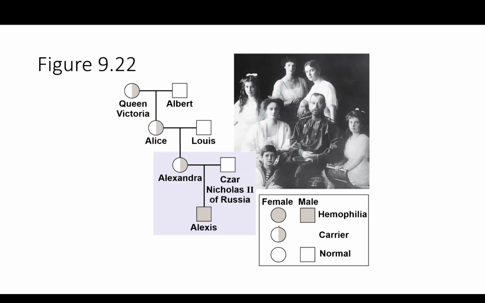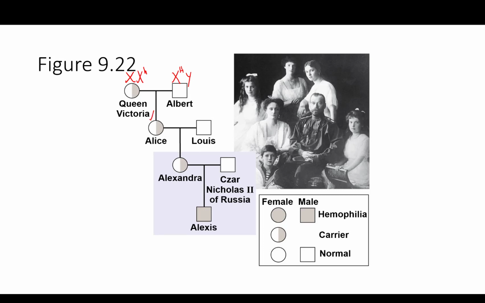All right, now this is hemophilia. Hemophilia is a little tricky. So hemophilia is sex-linked on the X chromosome. A lot of times when something is sex-linked, they will show you carrier females, and that's what's happened here. So Queen Victoria has 2 X's, one of which has hemophilia. Albert, of course, has only 1 X, and he does not have hemophilia.